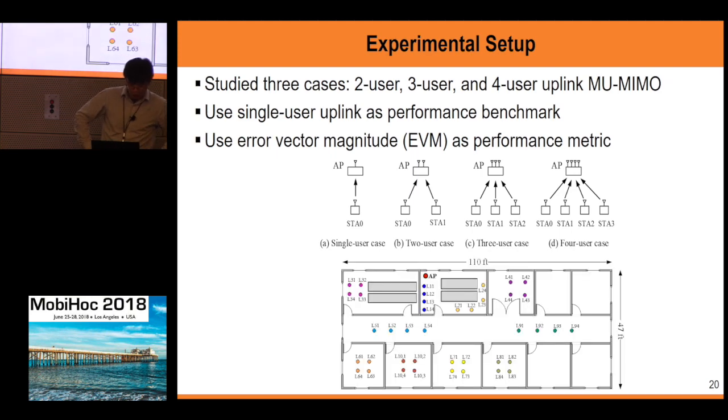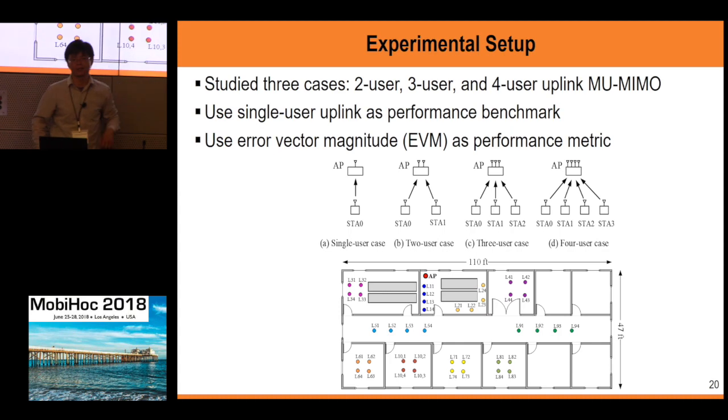And this is our experimental setup. The AP is placed at the red point, and we place the users at 10 different locations. Like this is one location, this is one location, this is one location.